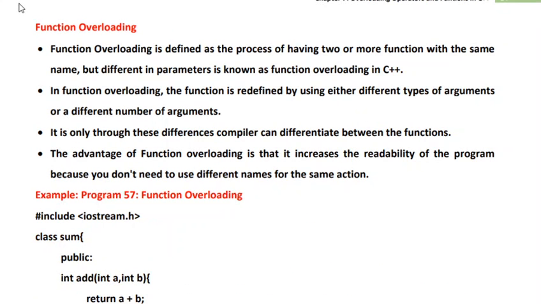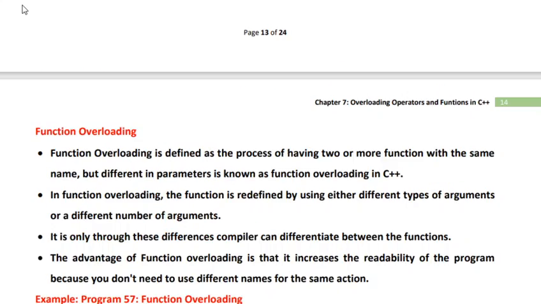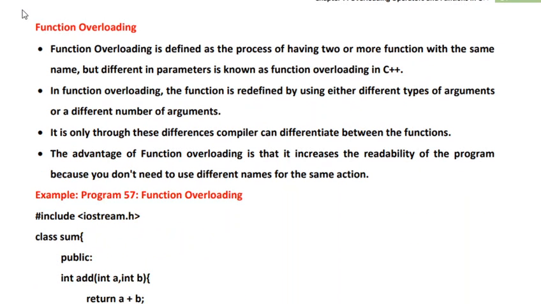Now let us move on to the next important aspect that's called function overloading. Function overloading is defined as the process of having two or more functions with the same name, but differing in the parameters, and capable of performing or exhibiting different behavior. So in function overloading, we have multiple functions with the same name but with different parameters, capable of performing different operations.